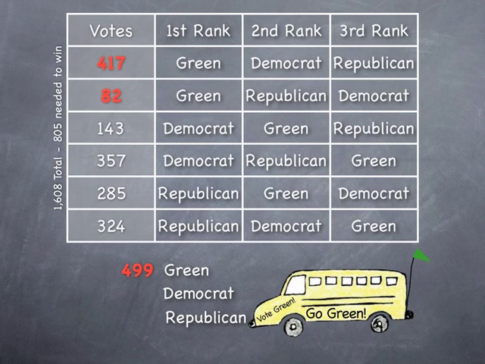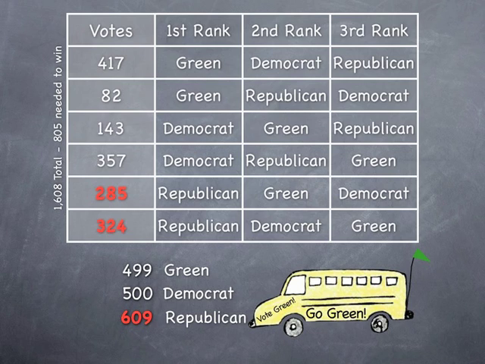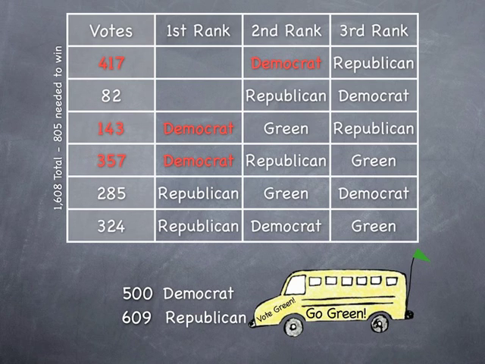You can see that the Green Party has 499 first-rank votes. Democrat has 500 first-rank votes. And taking a look at the Republican, he has 609 first-rank votes. Unfortunately, the Green Party candidate has the lowest number of first-place votes, therefore he's eliminated. But that's okay, since the votes aren't wasted. If you voted for the Green candidate, your vote is given to your second choice.